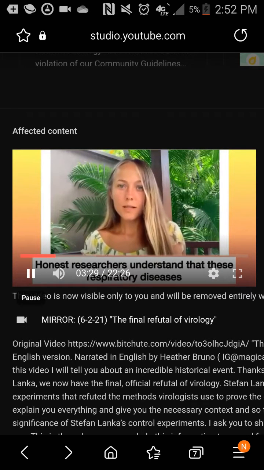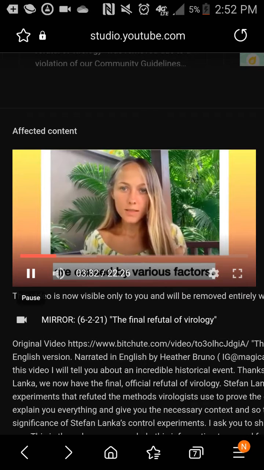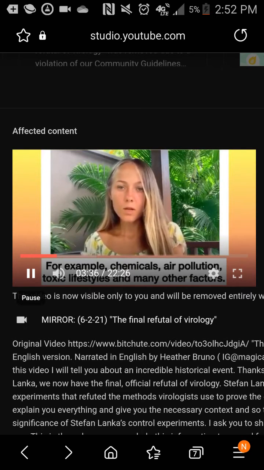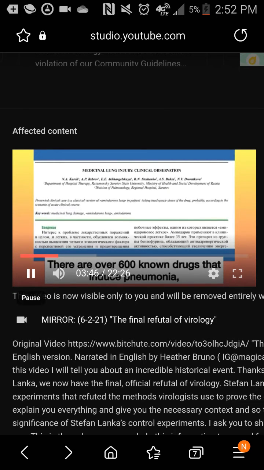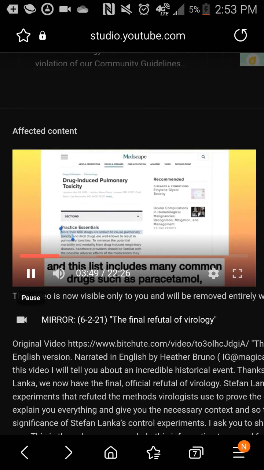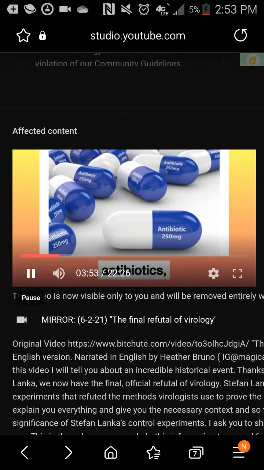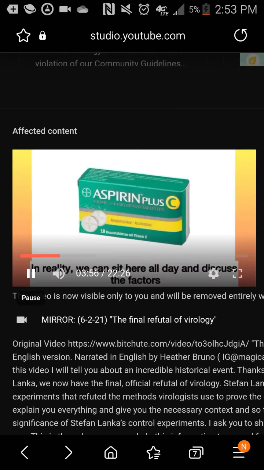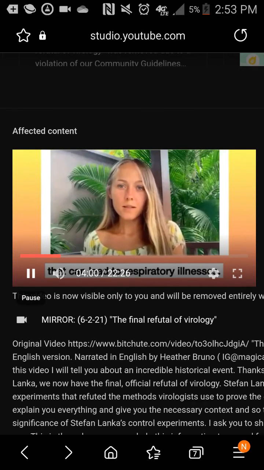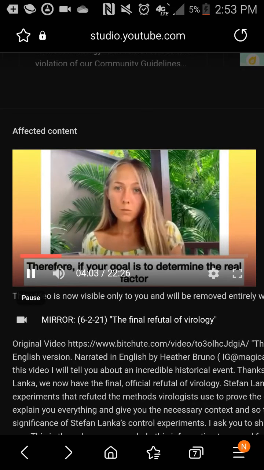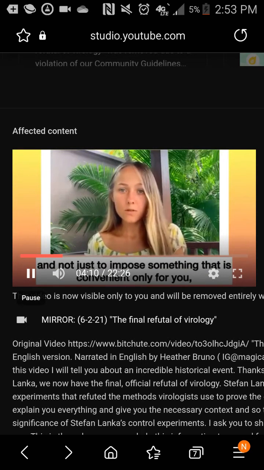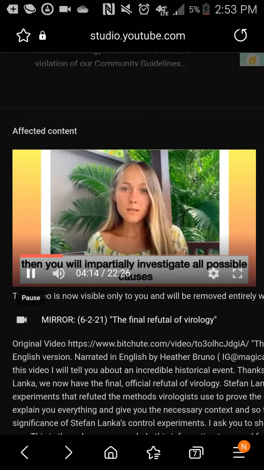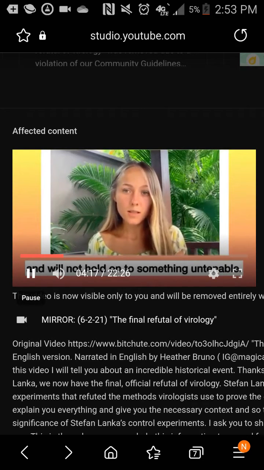Honest researchers understand that these respiratory diseases are caused by various factors. For example, chemicals, air pollution, toxic lifestyles, and many other factors. Just have a look at a huge amount of scientific literature about drug-induced pneumonia. There are over 600 known drugs that induce pneumonia, and this list includes many common drugs such as paracetamol, antibiotics, statins, and even aspirin. In reality, we can sit here all day and discuss the factors of respiratory illness. Therefore, if your goal is to determine the real factor that caused the disease in a person and not just to impose something that is convenient only for you, then you will impartially investigate all possible causes and will not hold on to something untenable.